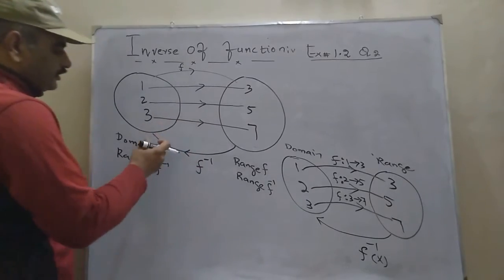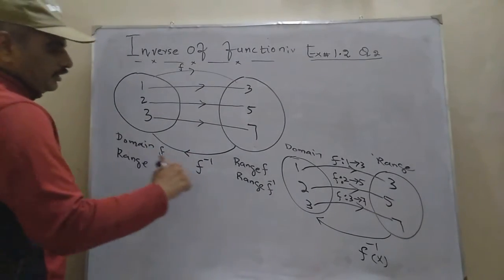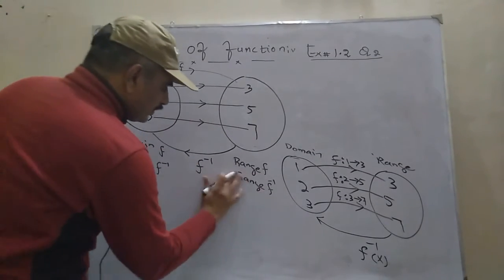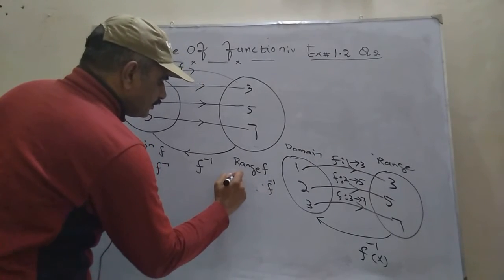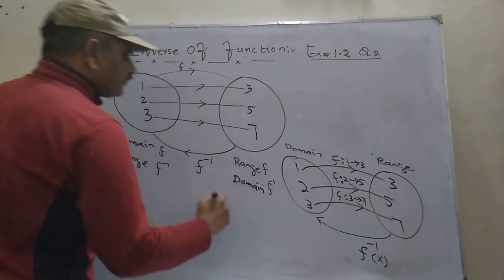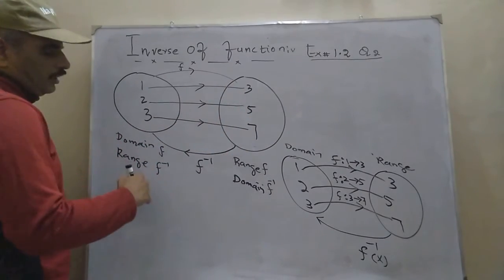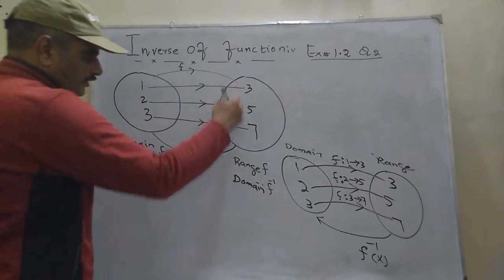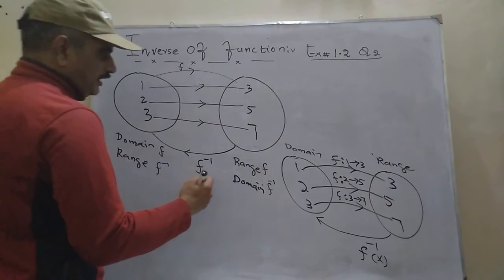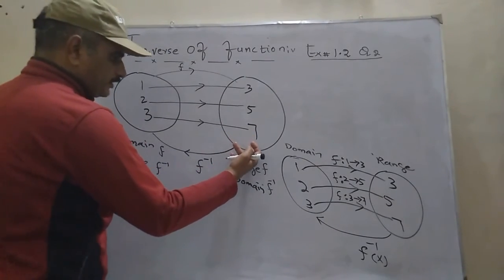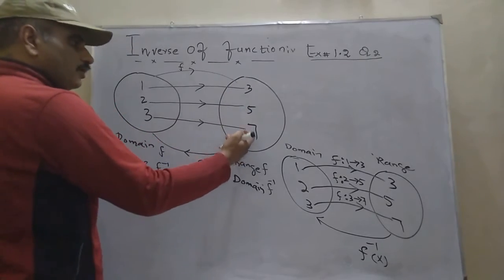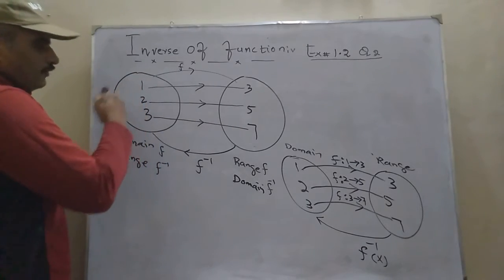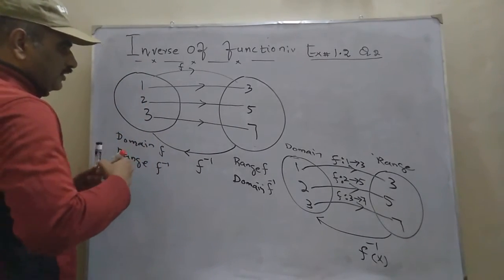The domain of the function becomes the range of the inverse function. Now you can see the range of the function is 3, 5, 7, but in the reverse process we get the inverse of the function, and the range of the function becomes the domain of the inverse function. That is, 7, 5, 3 is the domain of the inverse function, and 3, 2, 1 is the range of the inverse function, and the process is reversed.